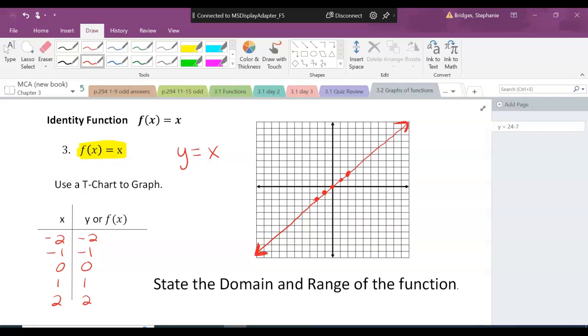If you'll notice when we graph it, it is still a linear function. It forms a line. These first 3 are all linear functions. It's just the second 2 have specific names to them.